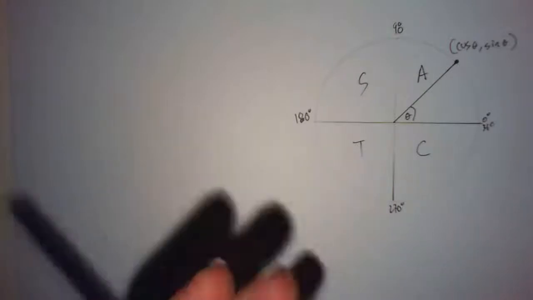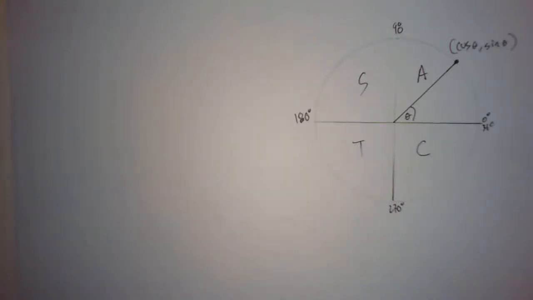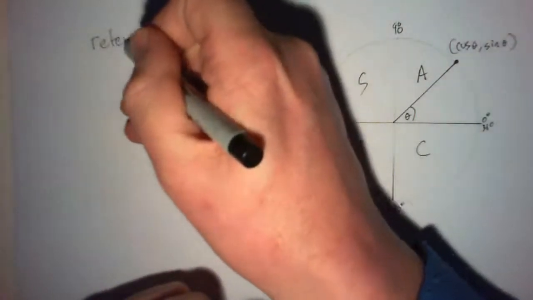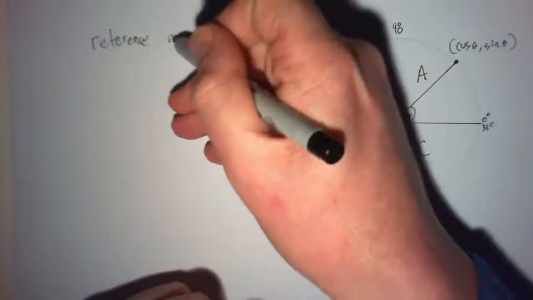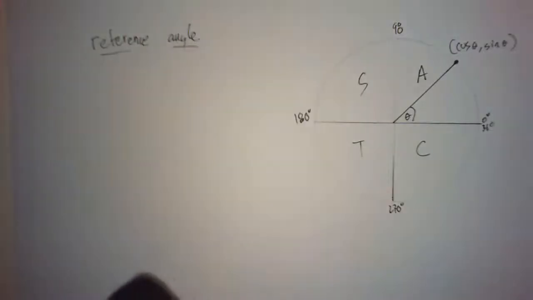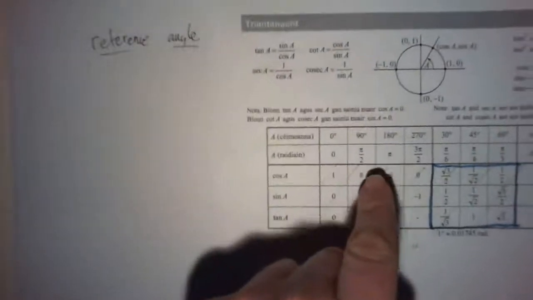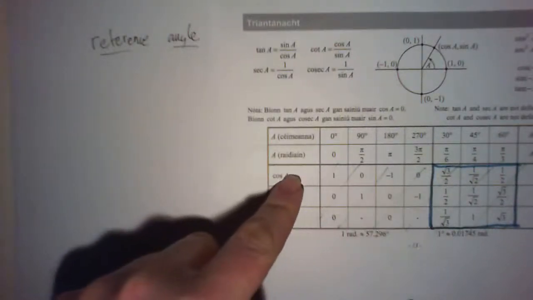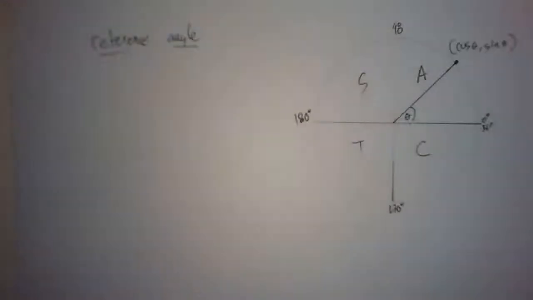So we'll use some examples to show this. What we're going to do is use a concept called the reference angle to make it easier for ourselves. By a reference angle, I mean we're going to refer to this page in the log tables for our answer. So keep this handy. We'll come back to it in a second.